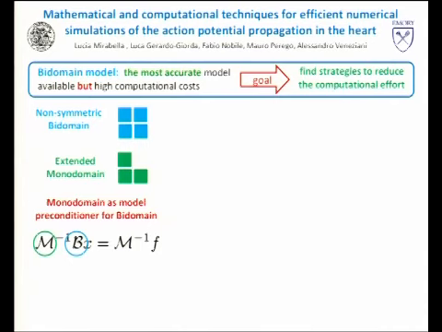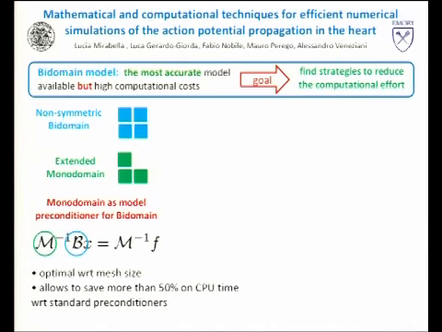In particular, we reformulated both the bidomain system and the monodomain one, expanding the latter. You see here the graphical representation of the discretized matrix of the system. We had the idea to use this extended monodomain as a preconditioner for the bidomain model. So we keep the accuracy of the solution, but we speed up the computation. This preconditioner has been proved to be optimal with respect to the mesh size, and it also allows us to save more than 50% on CPU time with respect to standard preconditioners such as the ILU preconditioner.